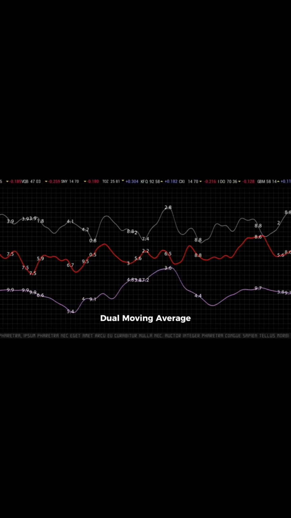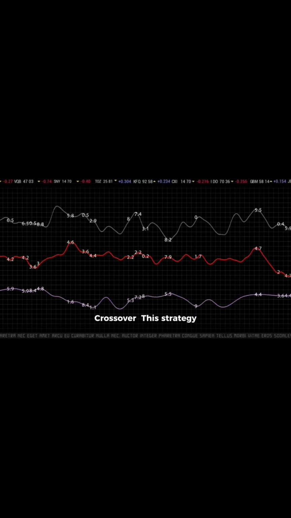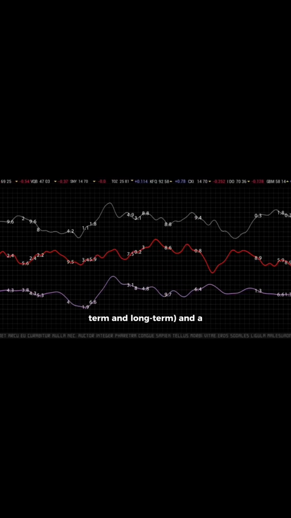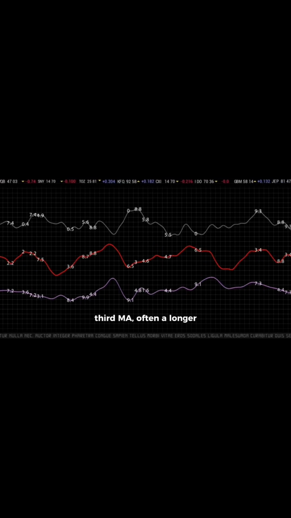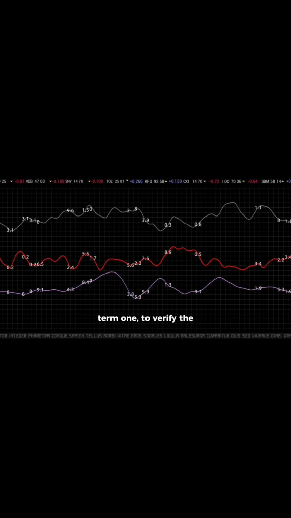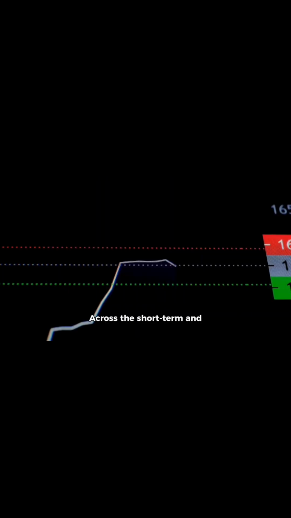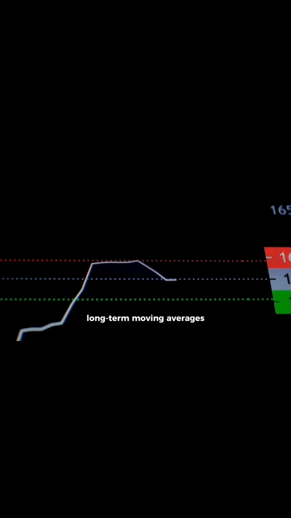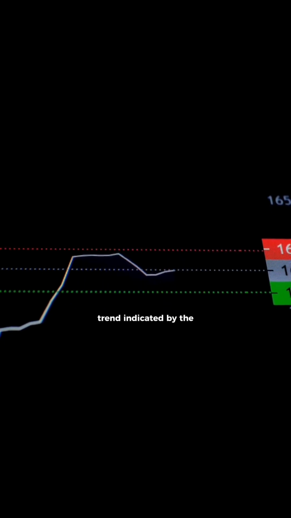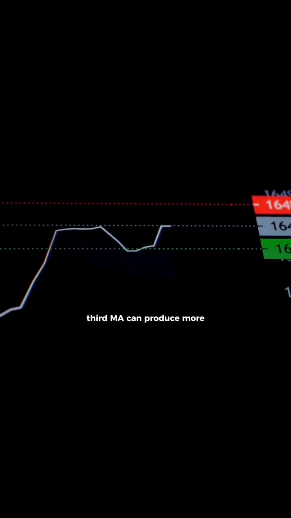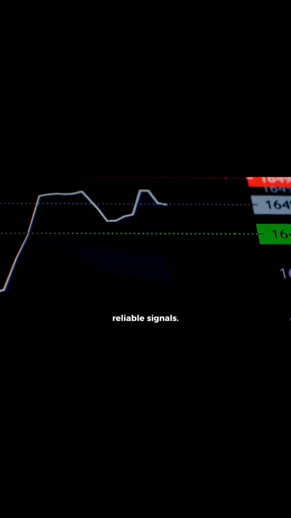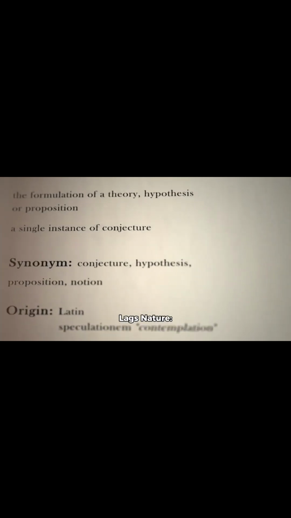6. Dual moving average crossover. This strategy involves the MAs, short-term and long-term, and a third MA, often a longer-term one, to verify the overall trend. A cross of the short-term and long-term moving averages that aligns with the broader trend indicated by the third MA can produce more reliable signals. Key considerations: lagging nature.